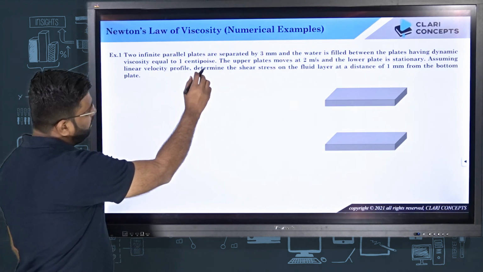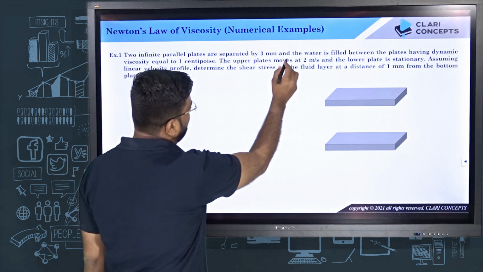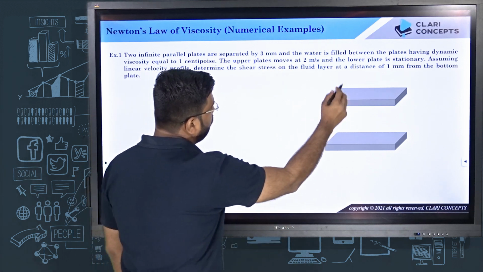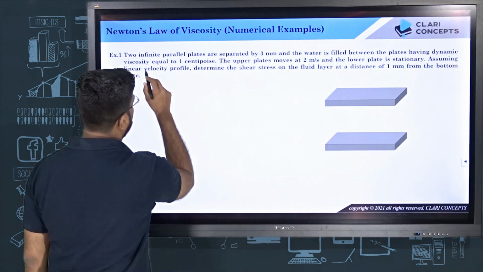Two infinite parallel plates are separated by a distance of 3 mm, and the water is filled between the plates having dynamic viscosity equal to 1 centipoise.